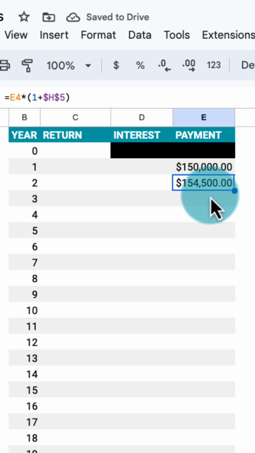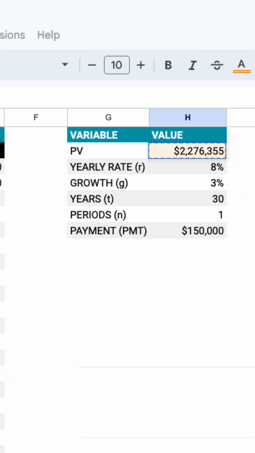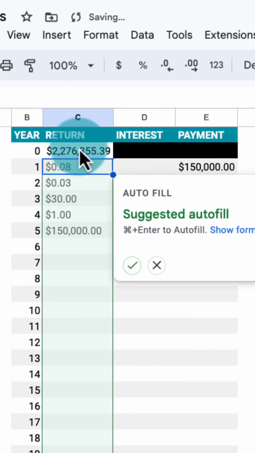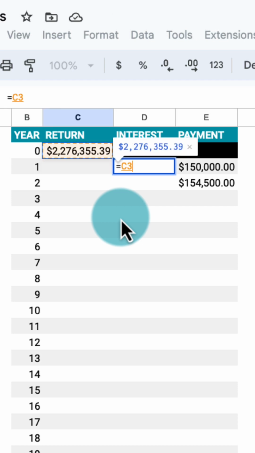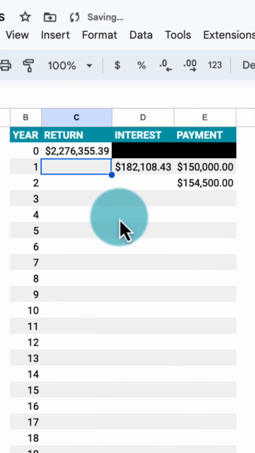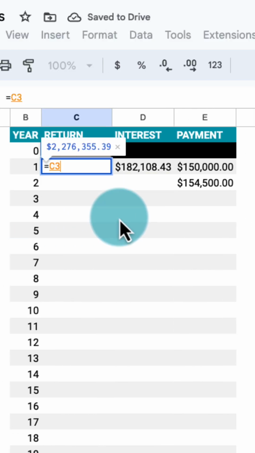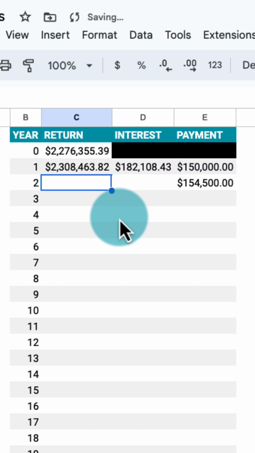So every year, we're going to increase that by 3%. Our return today is our present value. So today we have over $2 million. Now these $2 million are going to increase by 8% due to the interest of the investment. So we're going to make the interest of 8% an absolute reference. The return after year 1 is the previous year plus the interest minus the payment.